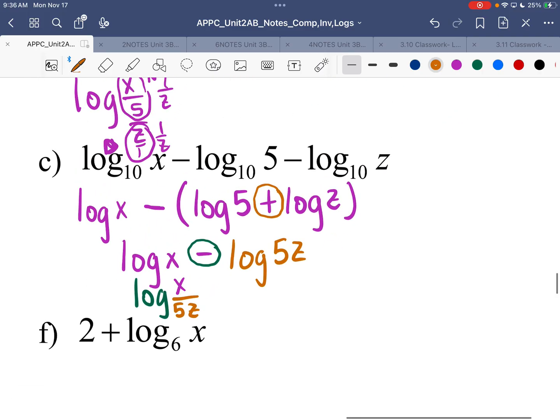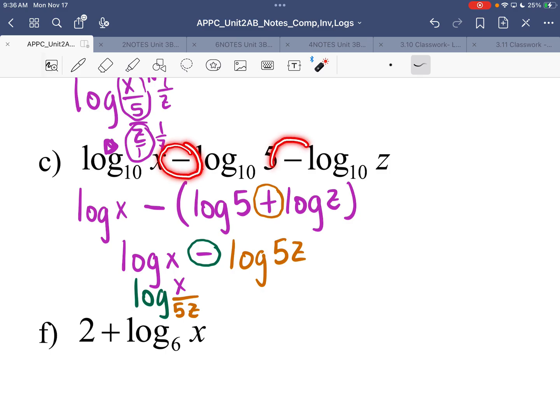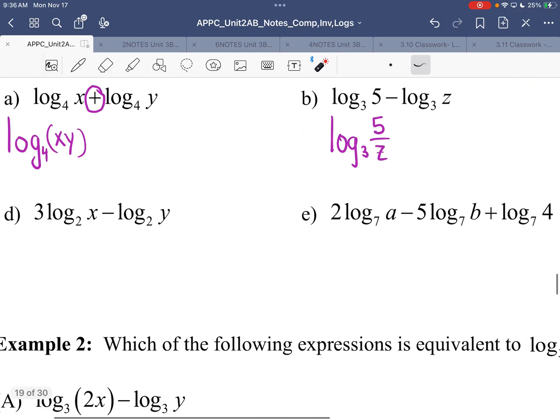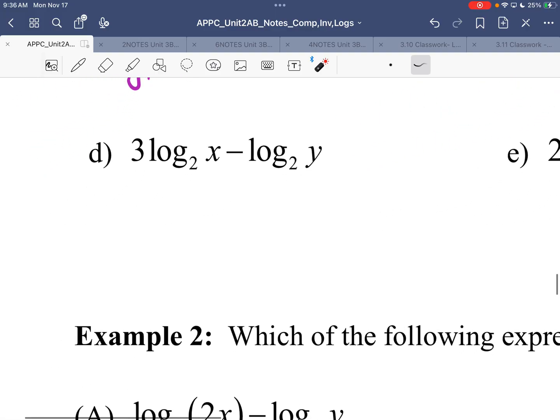Okay, that seems like a lot of work. What you could just realize is that any log with a negative in front of it, the thing that is being logged is going to be in the denominator. So way more simple if you just realize, oh, there's a negative, 5 and z, they're going to both be in the denominator. They must be multiplying each other in the denominator. The reason why they're multiplying is because you factor out the negative and then it becomes a plus and they're multiplying in the denominator. Okay, try to do D. This is new-ish.